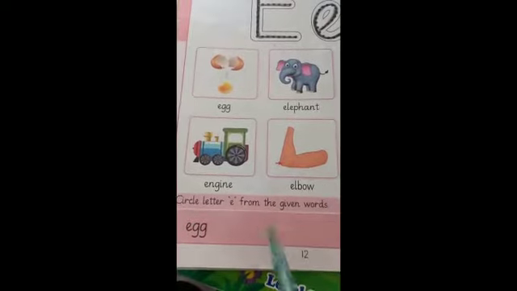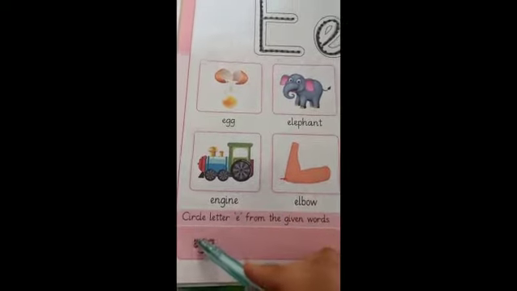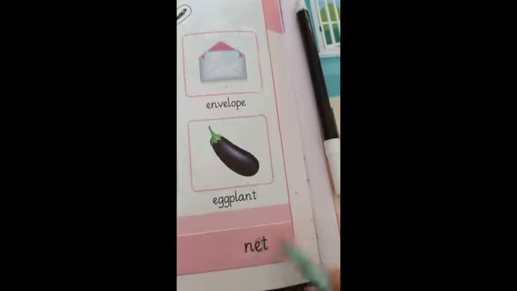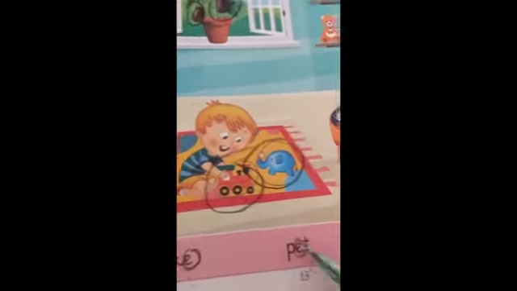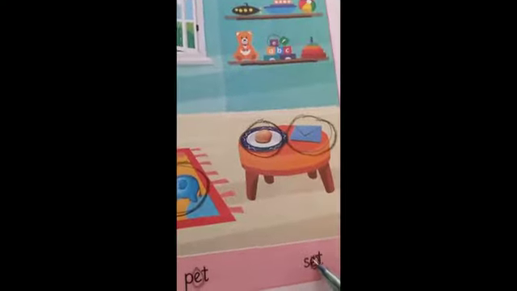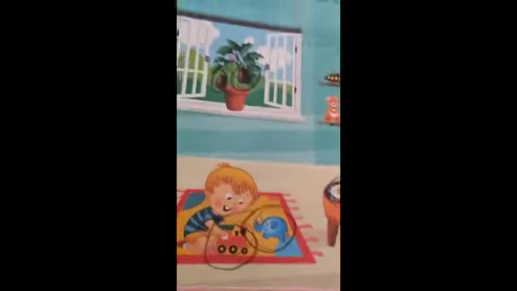Circle letter E from the given words. So here is letter E, we will circle it. Nut. Here is letter E, we will circle it. Cake. There is letter E, we will circle it and it is pet. So we will circle pet and it is set. So we will circle E.